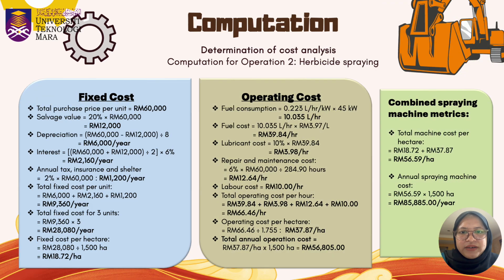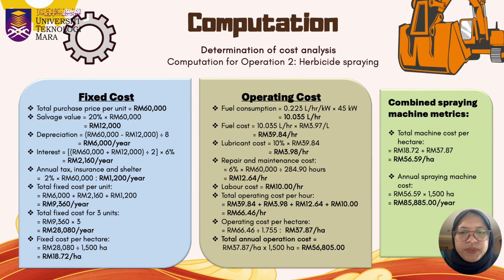Okay, hi, I'm Atira. So let's continue to the computation of operation 2, which is herbicide spraying. In this segment, we will calculate the fixed cost and operating cost of this machinery. In the fixed cost, we calculate the depreciation, interest, annual tax and insurance, and total fixed, and we will see the total fixed cost per unit.